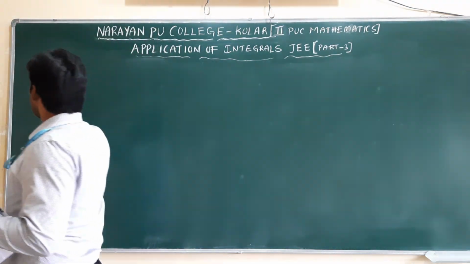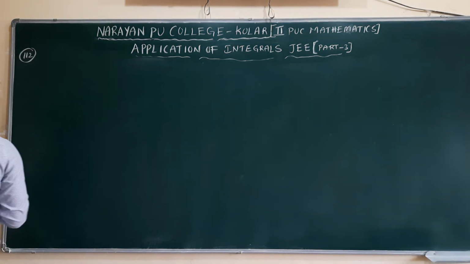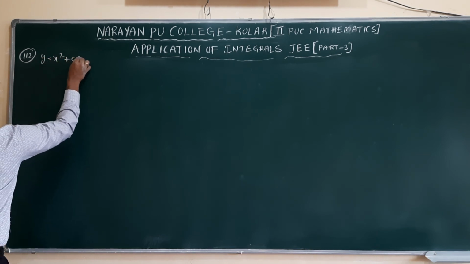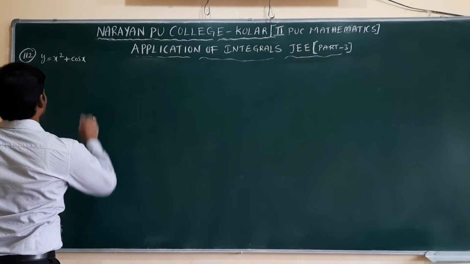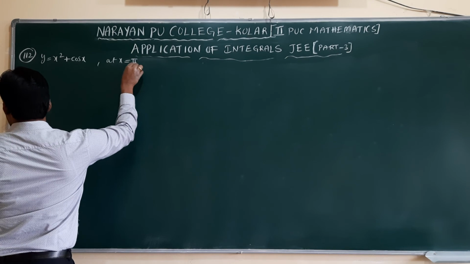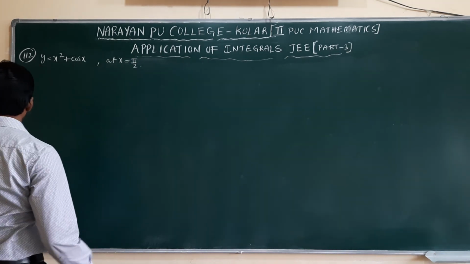Next, 112. The area enclosed by y equal to x square plus cos x and its normal at x equal to pi by 2 in the first quadrant. We need to find the value.